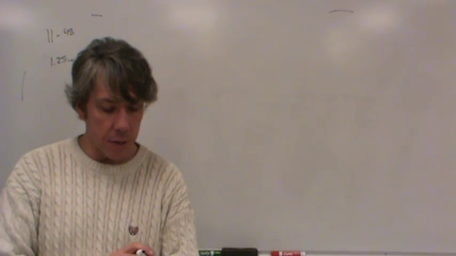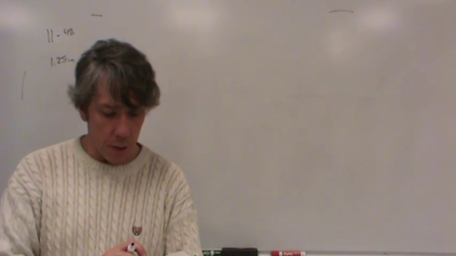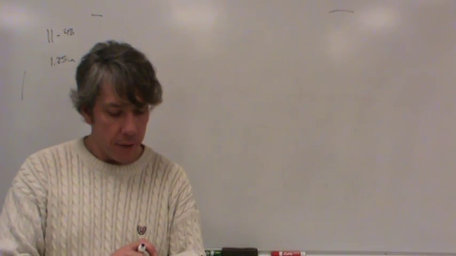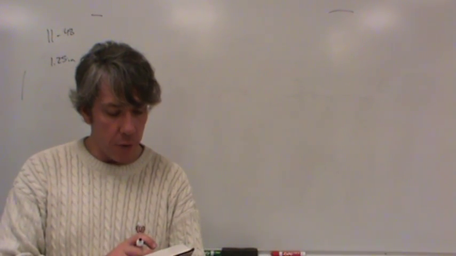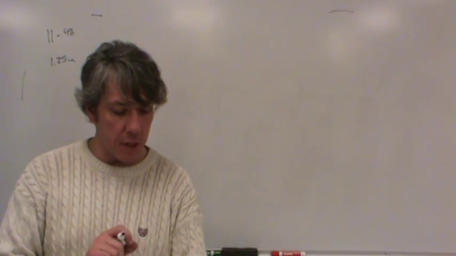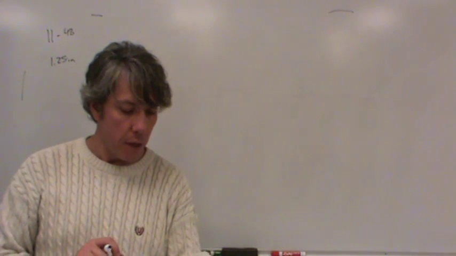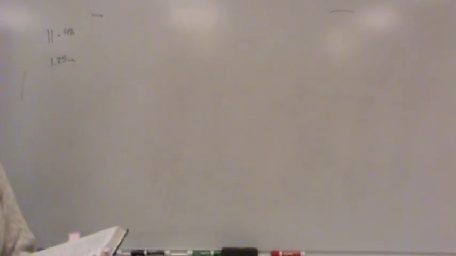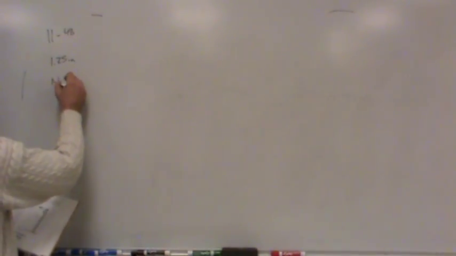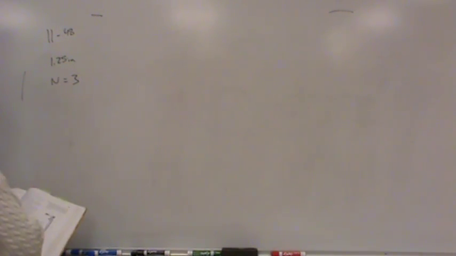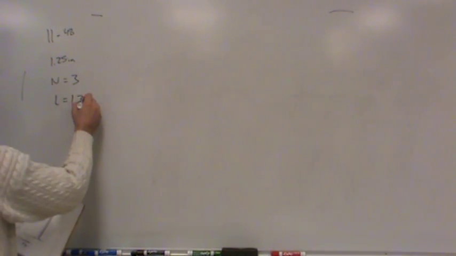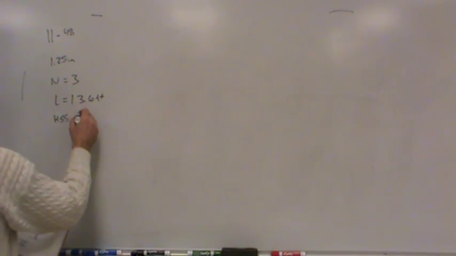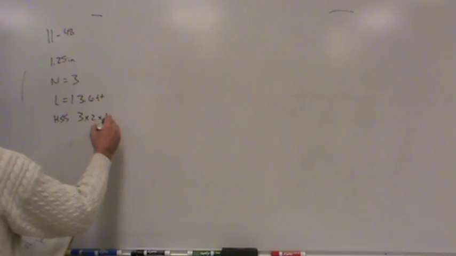A hollow rectangular steel tube, HSS 3 by 2 by quarter, is used to support an axial compressive load. The tube is 13.6 feet long and rigidly fixed at each end. It is made from ASTM A501 hot-formed structural steel. Compute the allowable load on the column for a design factor of 3. So the design factor is 3. The length is 13.6 feet. It's a rectangular tube, 3 inches by 2 by quarter wall.